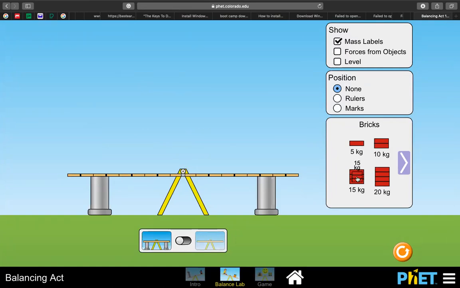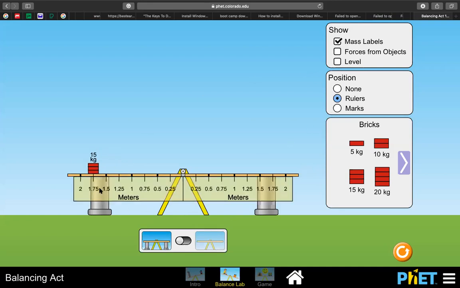And if we add a 15 kilogram mass over here, let me get my ruler, at 1 meter away from the center, and we add a 10 kilogram mass here, let's put it the same at 1 meter. Is that system going to be balanced? No, sir.